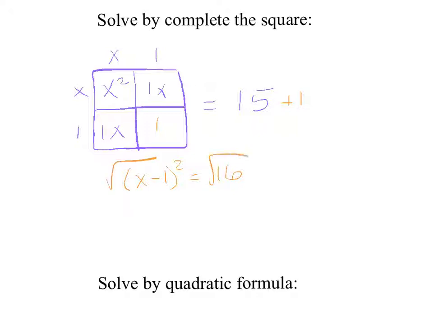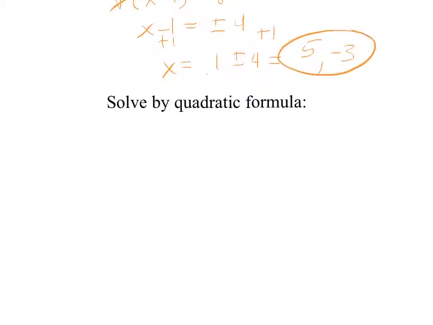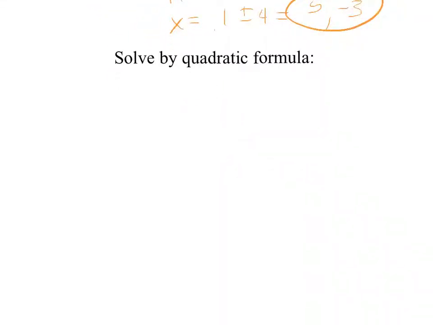Square root both sides. So square root and squared cancel. X minus 1 equals plus or minus 4. Add 1 to both sides. So now x equals 1 plus or minus 4, which is 1 plus 4 is 5, and 1 minus 4 is negative 3. We got the same answer, just different method. And now solving by the quadratic formula. So here we go. Quadratic formula, x equals negative b.